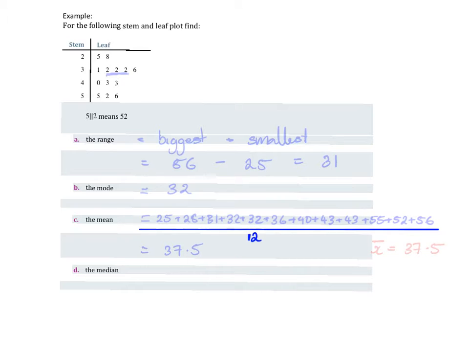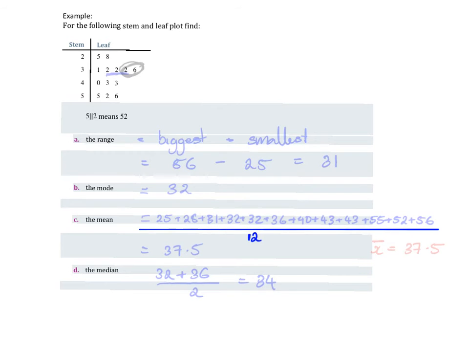All right, the last one here, which is the median. Now, because it's a stem and leaf plot, we don't have to put them in order from smallest to largest because they already are. And we can see here that because we've got 12 lots of data, we're actually going to have 2 values in the middle. So it will be these 2 in the middle, which is 32 and 36. So 32 plus 36 are our middle terms. And of course, in order to be able to get our median, we need to divide that through by 2, and we end up with 34.